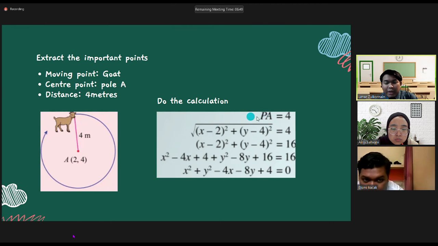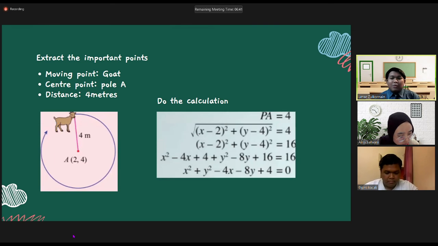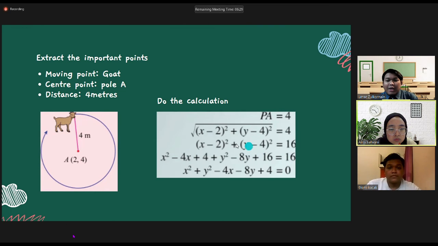Then you can enter the equation: the square root of (x minus 2) to the power of 2 plus (y minus 4) to the power of 2 equals 4. You can eliminate the root, and you are left with PA squared equals 16, which is 4 to the power of 2. You can expand the brackets and you will get the equation. After that, you can simplify and you will get the final equation. Right. So can you guys understand so far?